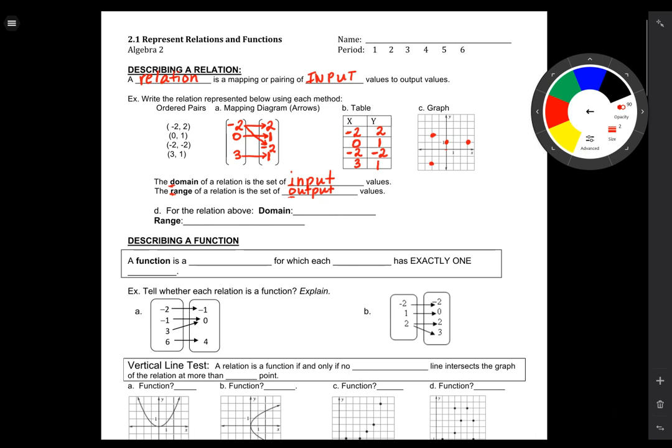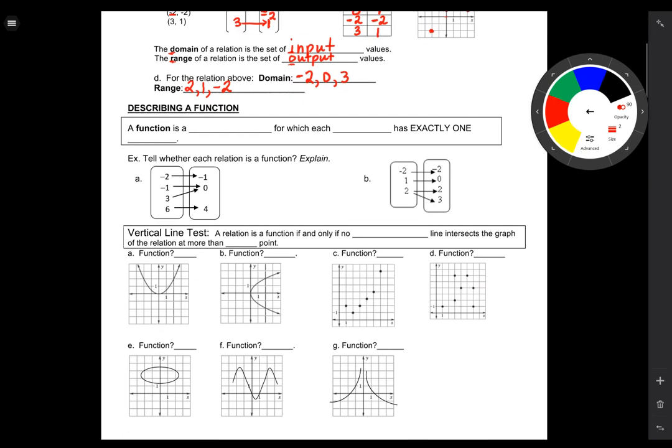Actually, I said that backwards. O comes before R, but they go together. Okay, so for the relation above, the domain would be these numbers, -2, 0, and 3. I didn't list this one twice because I listed it already once there. The range would be the second numbers. So 2, 1, -2, and again, I'm not going to write 1 twice. So there's some basic vocabulary.